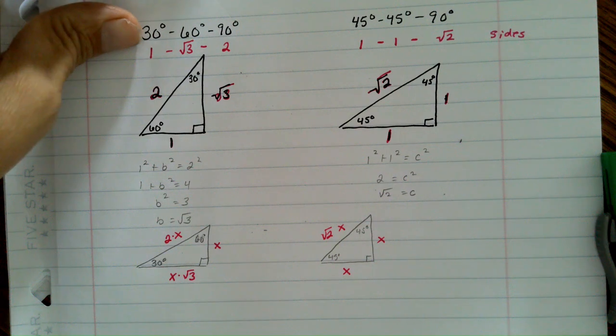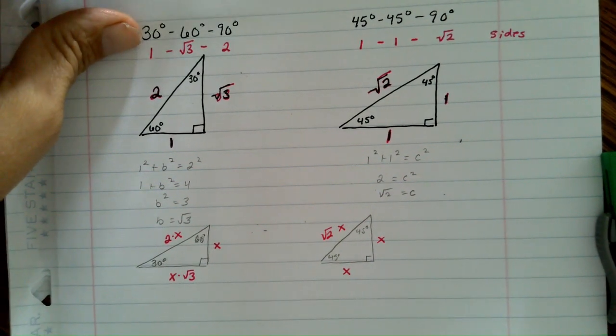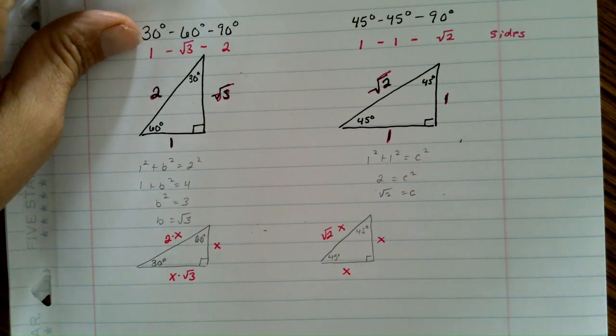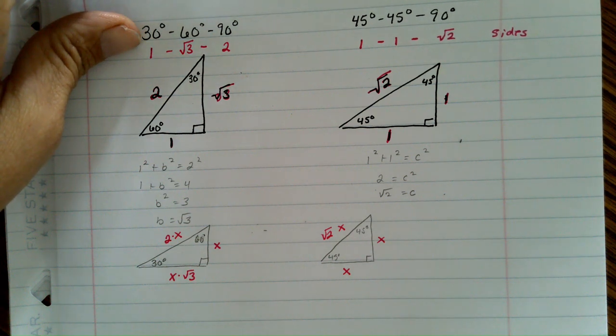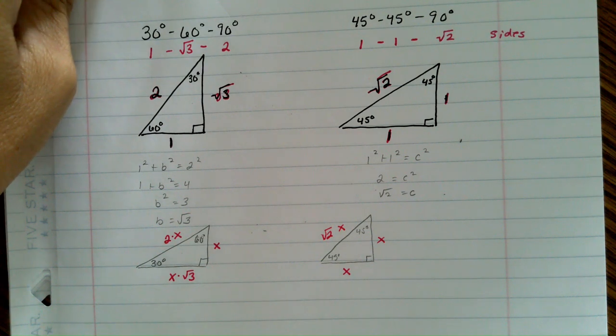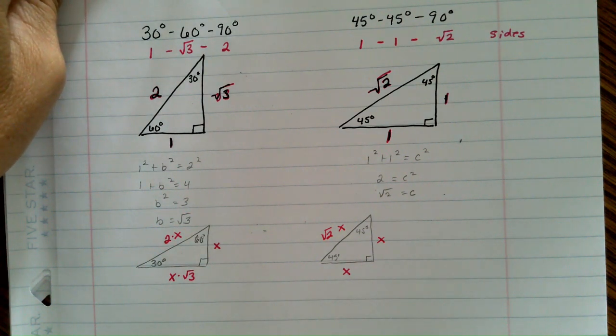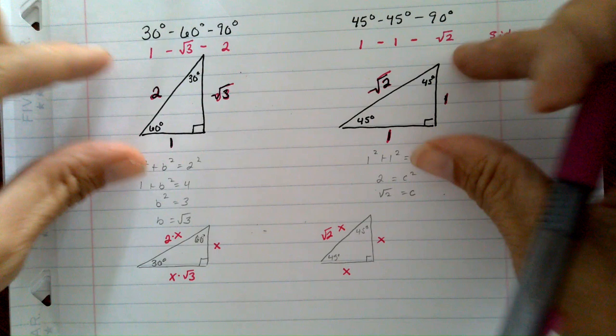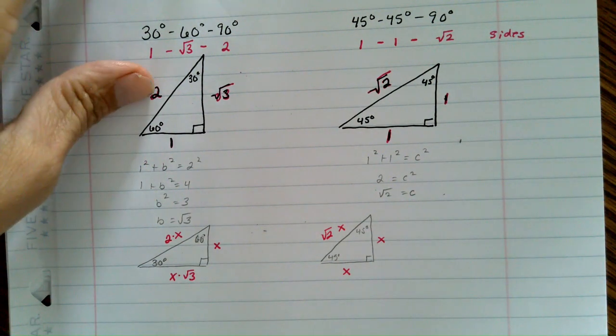So if you can remember the 1, 2, square root of 3 and the 1, 1, square root of 2, it's going to be awesome, especially when it comes to doing other stuff you're going to have in the future with right triangles. These 2 triangles are really, really important that you just know. And I'm talking about knowing this form without the variables. You can have the x's, but it's more important to know them without it.